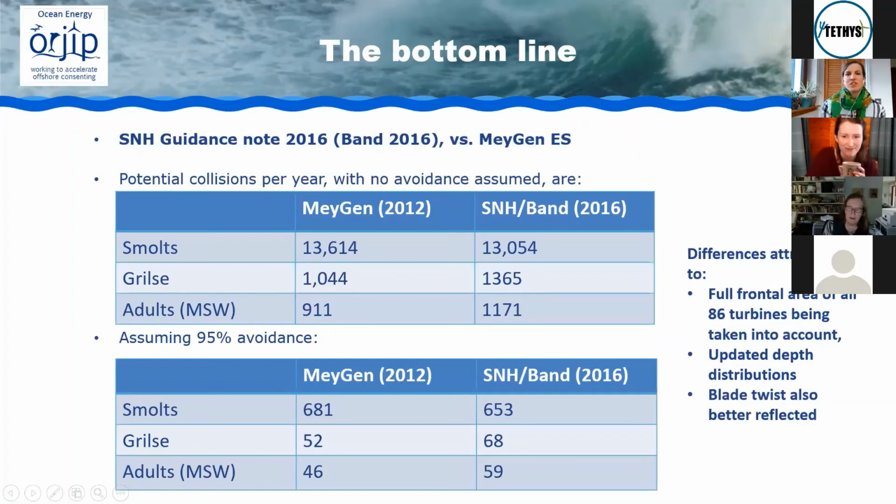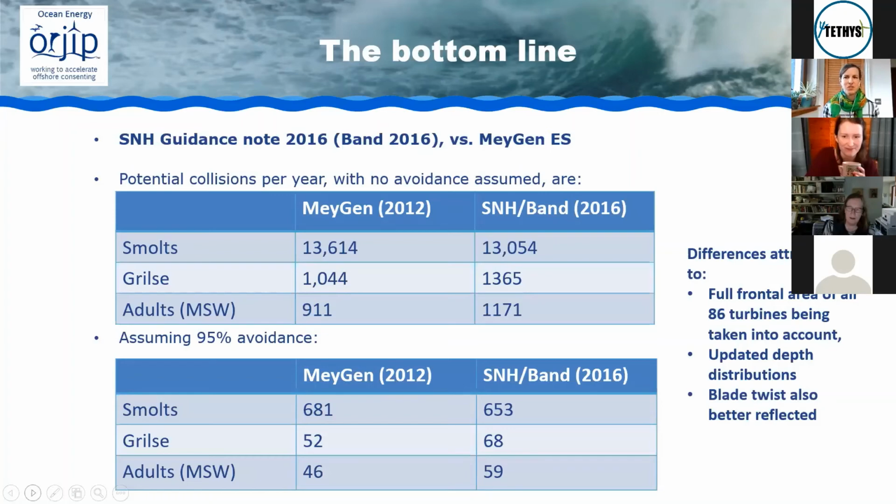But again, it's quite interesting to compare the MeyGen environmental statement to the SNH guidance note that came out in 2016. And actually, on face value, looking at these 2 tables, both the table with no avoidance, so the top one, and the table assuming 95% avoidance, the bottom one, the numbers do look approximately similar, so they're within the same order of magnitude.